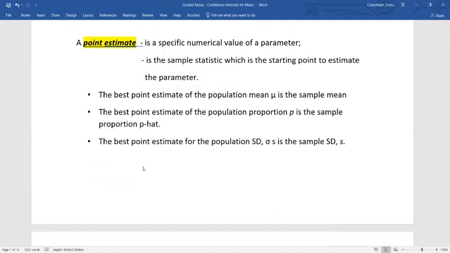So as we've seen, the best point estimate of the population mean is the sample mean, which is denoted X bar. The best point estimate of the population proportion P is the sample proportion, which is P hat. And the best point estimate for the population standard deviation sigma is the sample standard deviation S. So that's where the process starts, at the point estimate. Let's see what we do next.